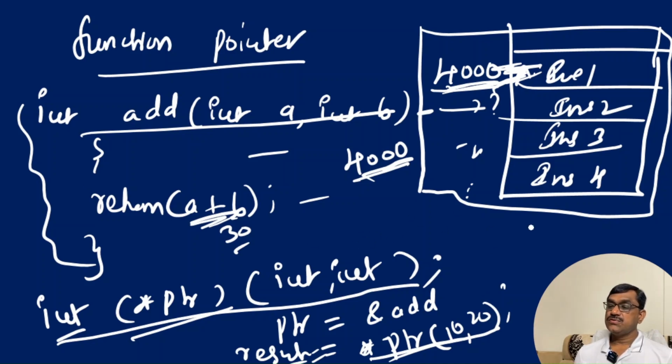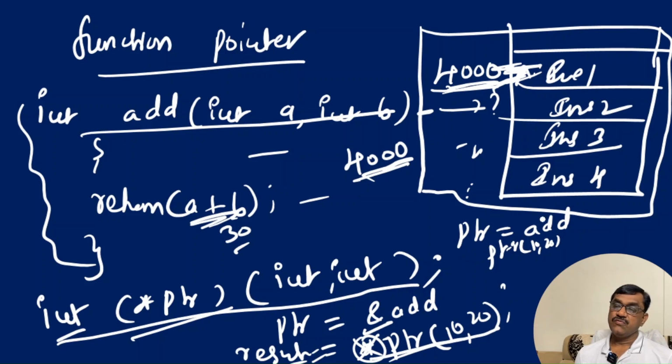And another important thing you should remember here is, instead of saying ptr equals to ampersand add, you can also say ptr equals to only add. Here ampersand is not required. When you use ptr equals to add without using ampersand, then here the star is not required. So when you say ptr equals to add, then you call the function just by saying ptr of just 10 comma 20. Here star is not required. When there is an ampersand, star is required. When there is no ampersand, here there is no need to use star. So this is about an important concept, function pointers.